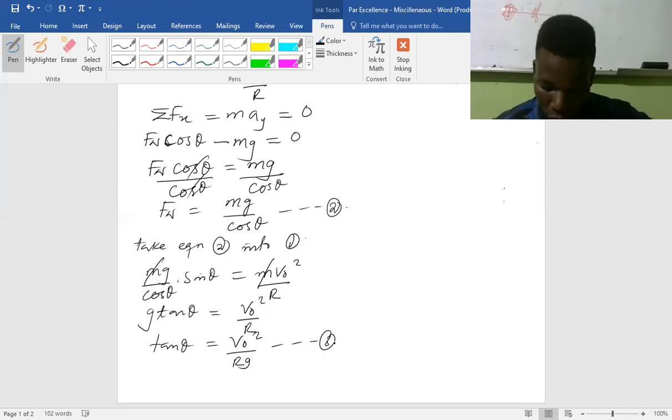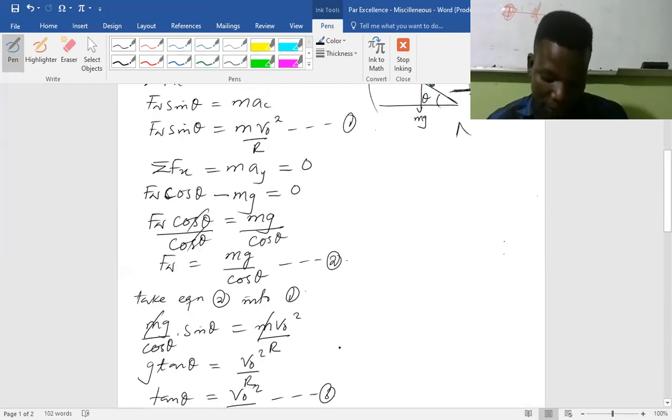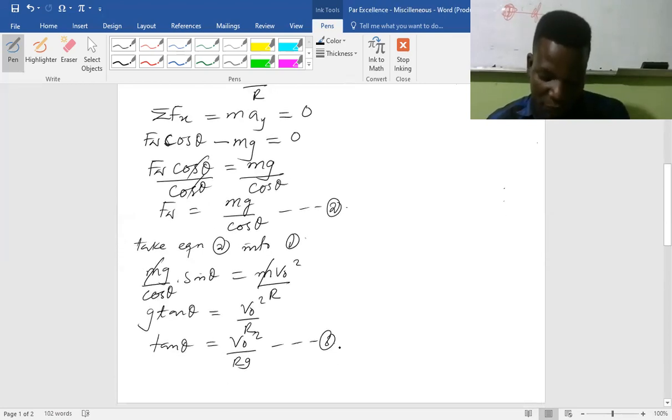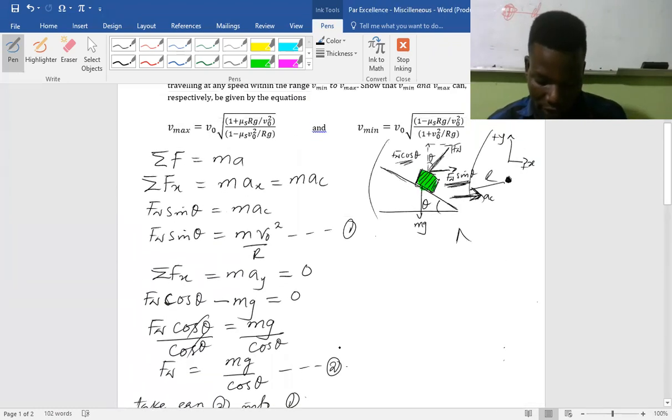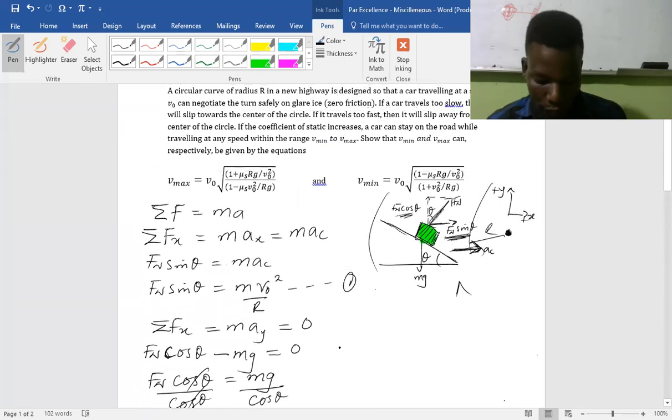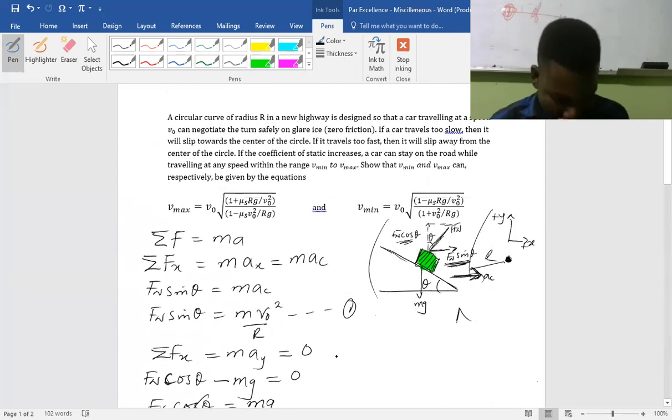So we are done with the first part, and I'm pretty sure that you are aware of this part. It is not very new to you, but we need it. So let's get back to the diagram. Now let's start with the maximum velocity.